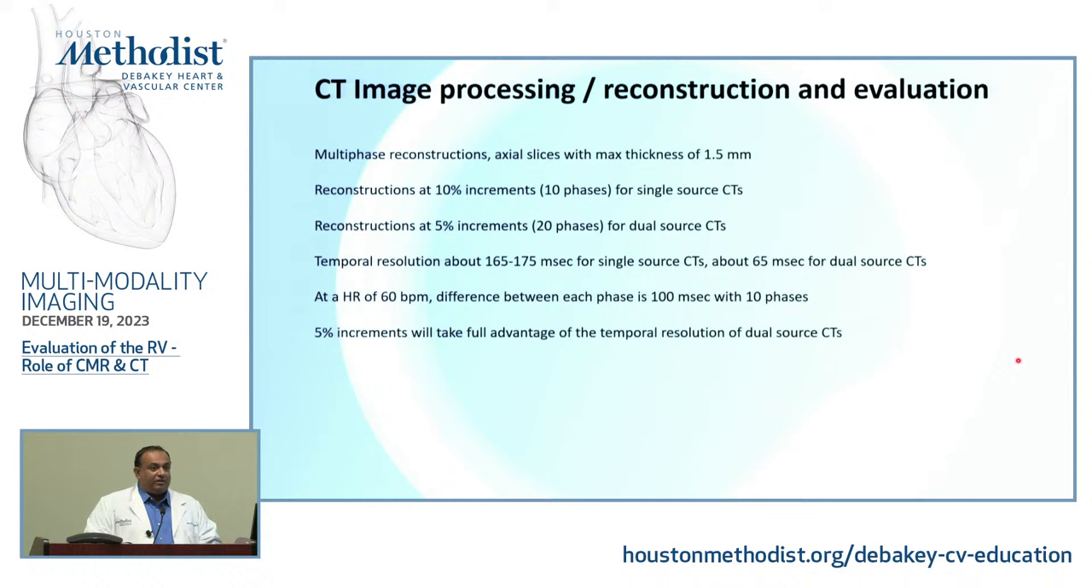constructing it every 5%. However, the big advantage of our dual source Siemens scanner is that with the dual source technology, the temporal resolution is cut in half or even more. The temporal resolution on these scanners is typically in the 60 to 70 millisecond range. So then it does make sense to construct the images every 5% to take full advantage of the temporal resolution of the scanner.